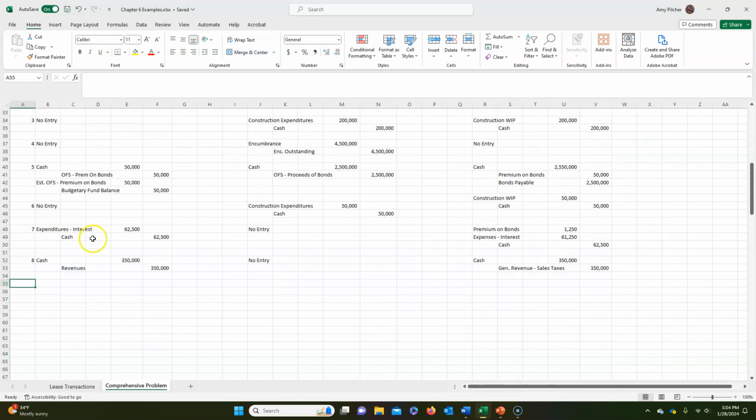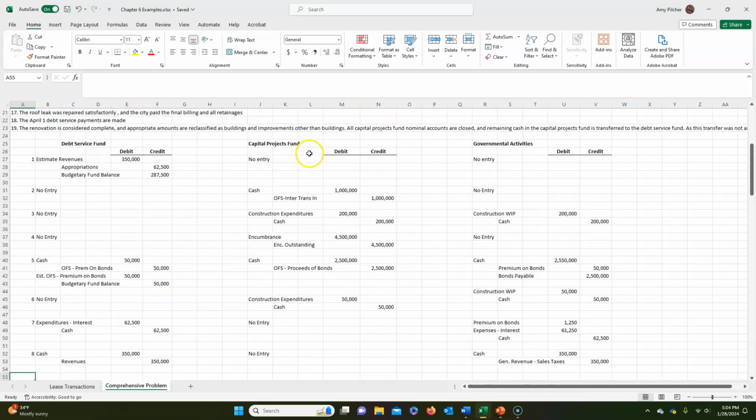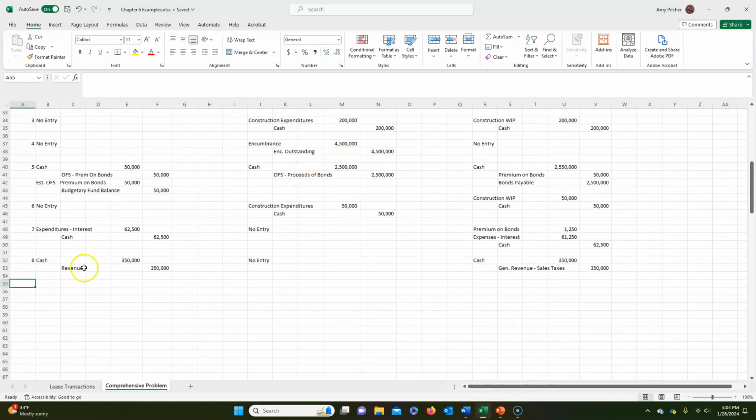And now transaction 9. So transaction 9 says Central Paving and Construction submitted a progress billing to the town for $2.5 million. The city's public works inspector agrees that all milestones have been met for this portion of the work. So we've got a completion payment request. Our inspector says that yes, everything's been done and we can pay that work. So this is transaction 9. There's no entry in the debt service fund.